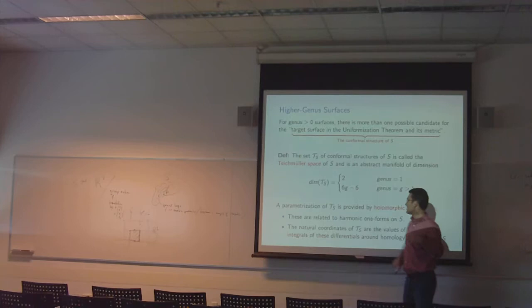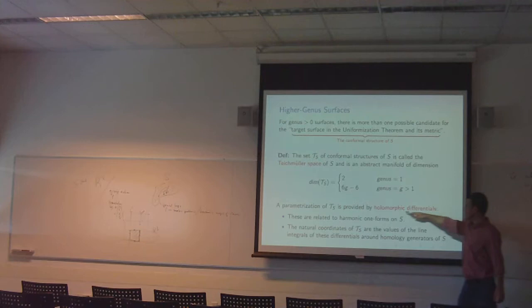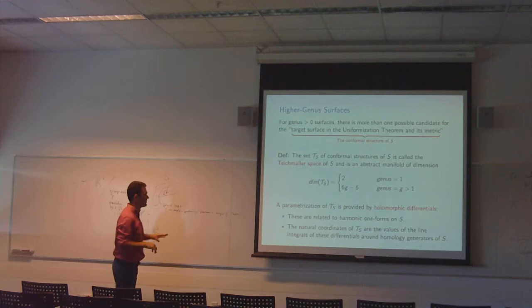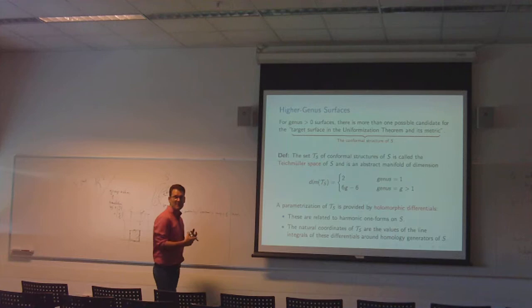Okay, so a parameterization of this manifold, this abstract higher dimensional manifold of complex structures or conformal structures, is provided by these holomorphic differentials. I want you to think of the holomorphic differentials as these special groups, but they're not that; they're just related to that. Complicated story. These things are related to harmonic one-forms. So in fact, in mathematics, you can find them in computational geometry using discrete exterior calculus.